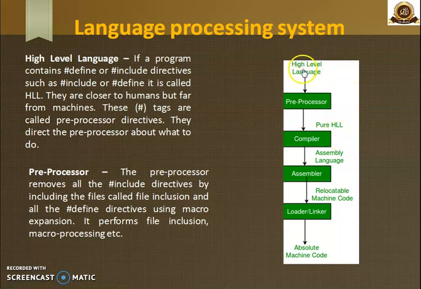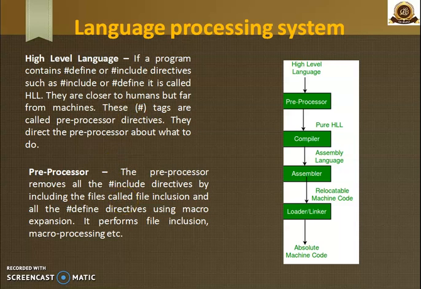So firstly, what do you understand by high level language? High level language is a language which contains hash define statement and hash include directive. Hash is a preprocessor directive. So basically, what is a high level language? If you write a C program, then the starting line must contain hash define, hash include. So if it contains hash define, hash include directive, then it is called as high level language.